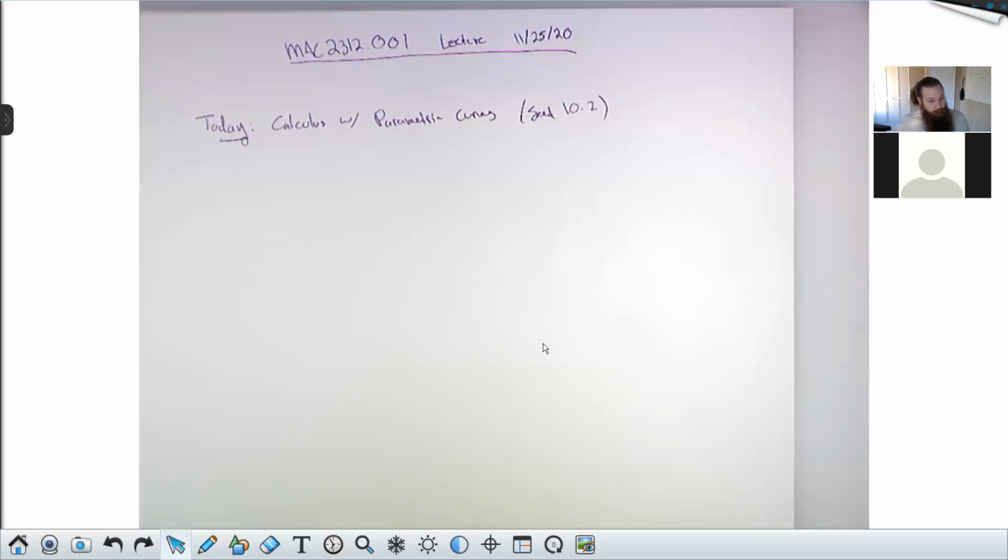So today, calculus with parametric curves. I think if anything makes this section difficult, it's just not being comfy with the previous section. So is there anything to do with the last section, just graphing parametric curves, that we would like to talk about a little bit more before I show you?